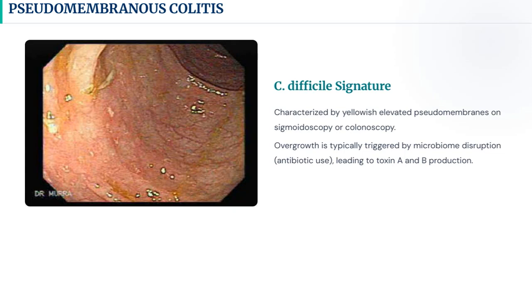Pseudomembranous colitis usually starts when the balance of our gut microbiome is disrupted, often from antibiotics. This disruption allows C. difficile bacteria to overgrow and produce toxins A and B. These toxins cause inflammation, which shows up as yellowish, raised pseudomembranes during a sigmoidoscopy or colonoscopy. It's a clear signature of this infection, helping doctors identify and treat it effectively.